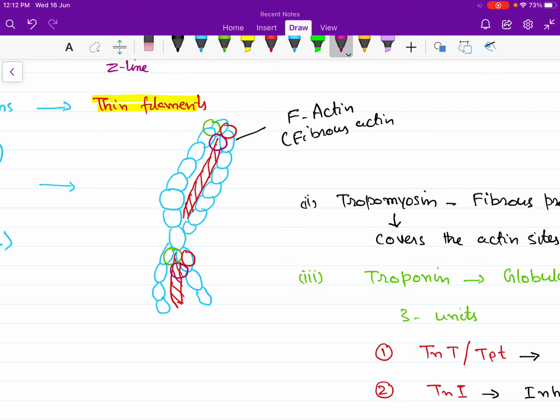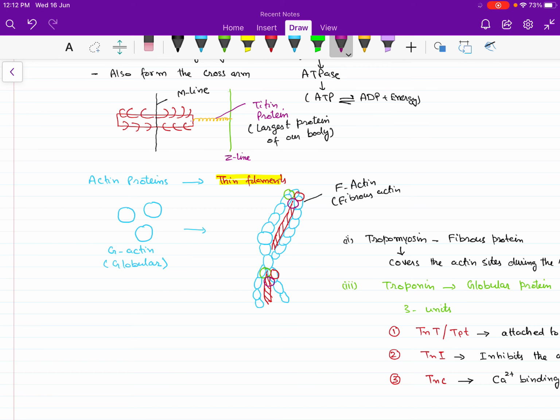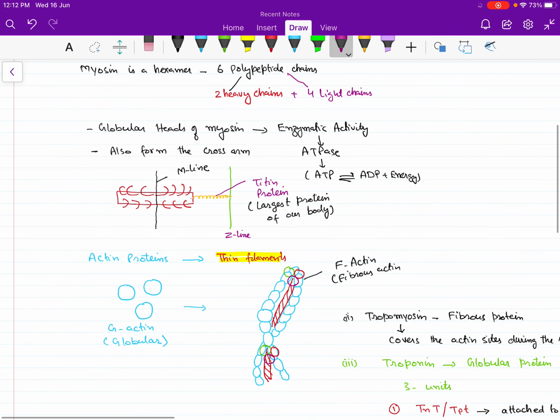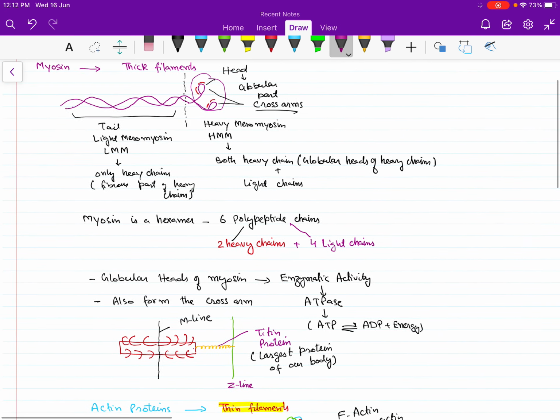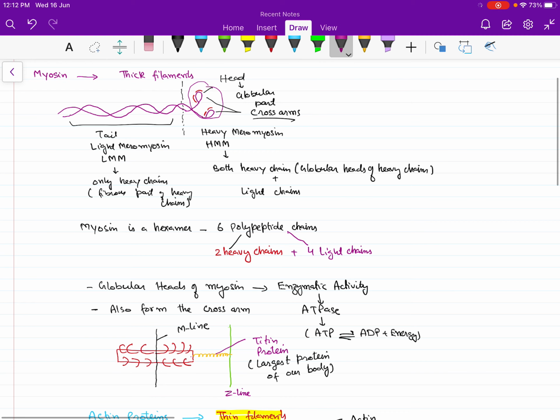So this was about the types of protein found in the muscle fiber. We have seen the types of protein present in these thin and thick filaments. They include the myosin protein. We have seen that myosin protein is exclusively present in the thick filament alone, and that it is a hexamer.